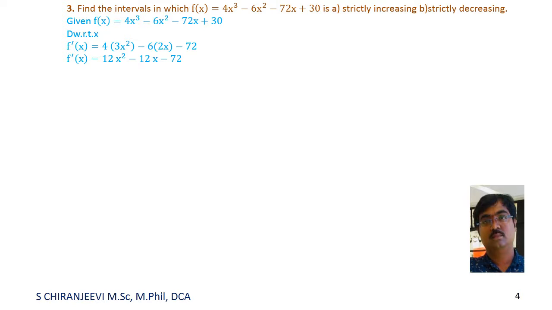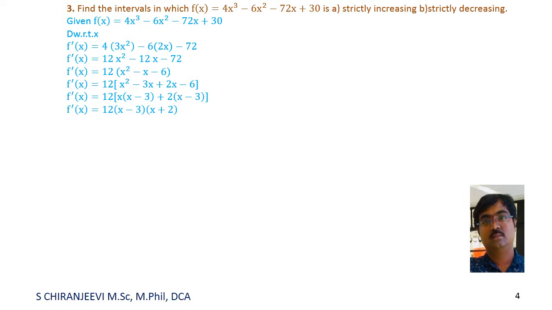So f dash of x equal to 12x square minus 12x minus 72. So the common term is 12. If you take 12 outside, it will be x square minus x minus 6, which is a quadratic expression. Multiplying we need to get minus 6 and adding we need to get minus 1. So this can be simplified as 12 into x square minus 3x plus 2x minus 6. Now we can take x outside from the first two terms and 2 outside from the third and fourth terms. So we get 12 into x into (x minus 3) plus 2 into (x minus 3), which we can write as 12 into (x minus 3) into (x plus 2).